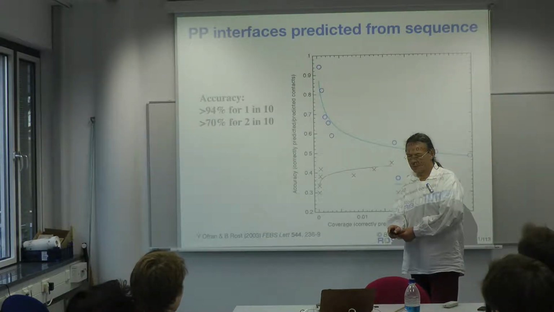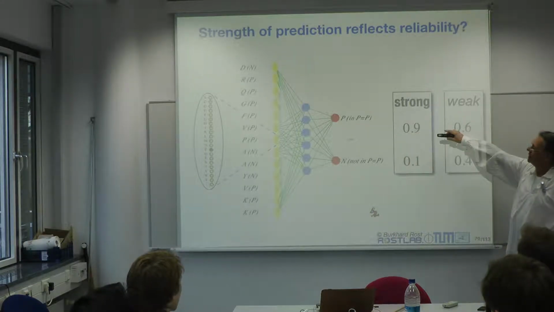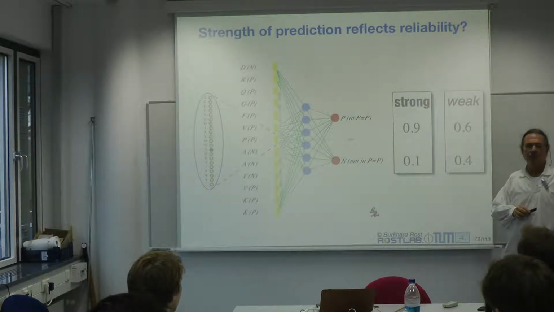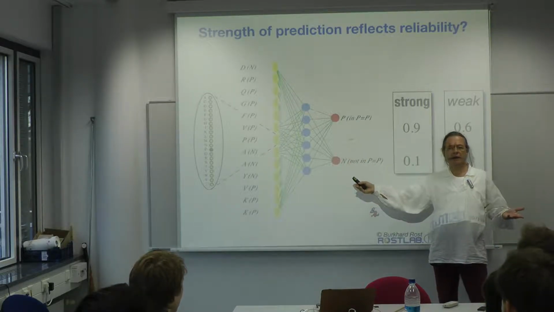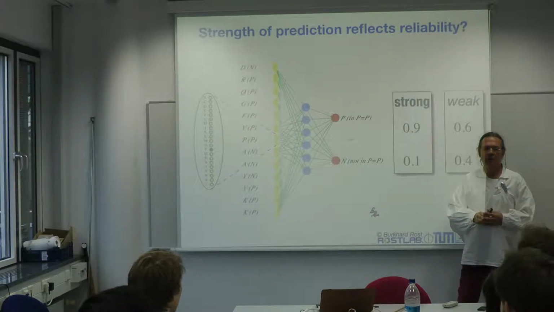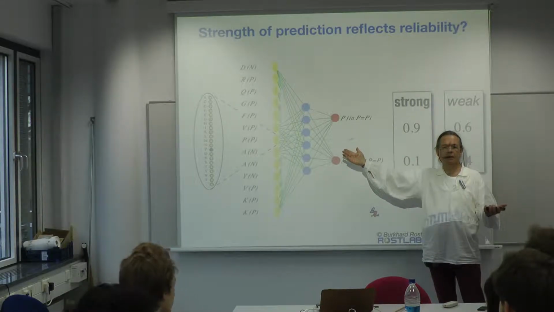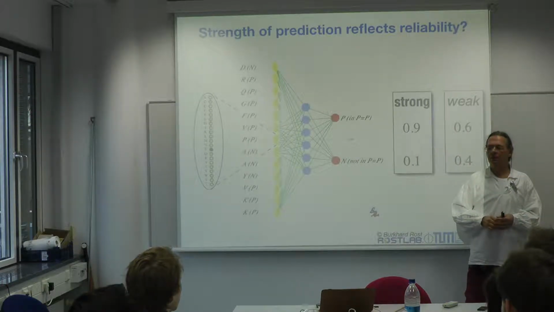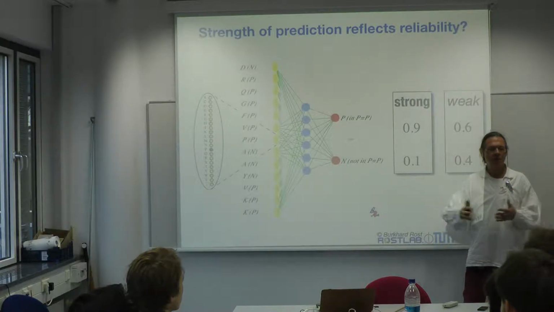Let me go back to this issue where I show reliability here. Whenever this first unit is the highest, then you say it's an interaction, right? Again, you could also have done that by a single output unit. And how would you make the decision then? It's trivial. In this particular case, I say whenever this unit is higher than that unit, it's a protein-protein interaction. How would you do it with one unit? 0.5. Whenever the number is higher than 0.5, you say this is a protein-protein interaction.